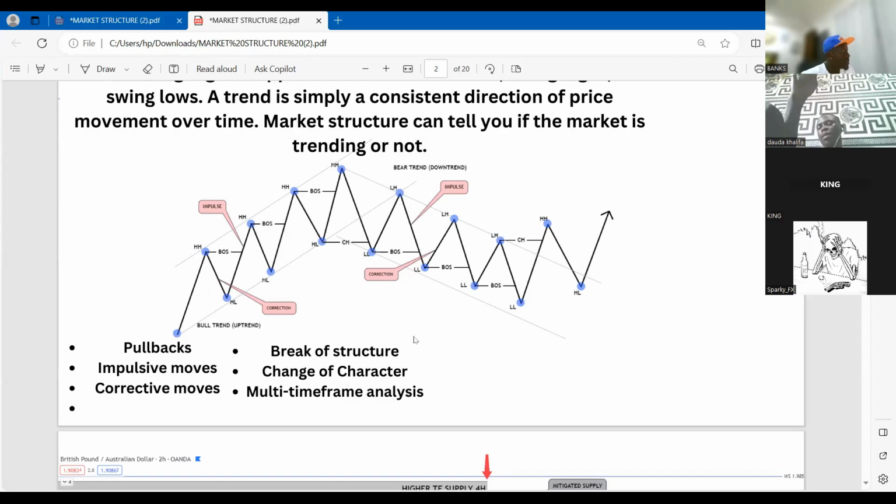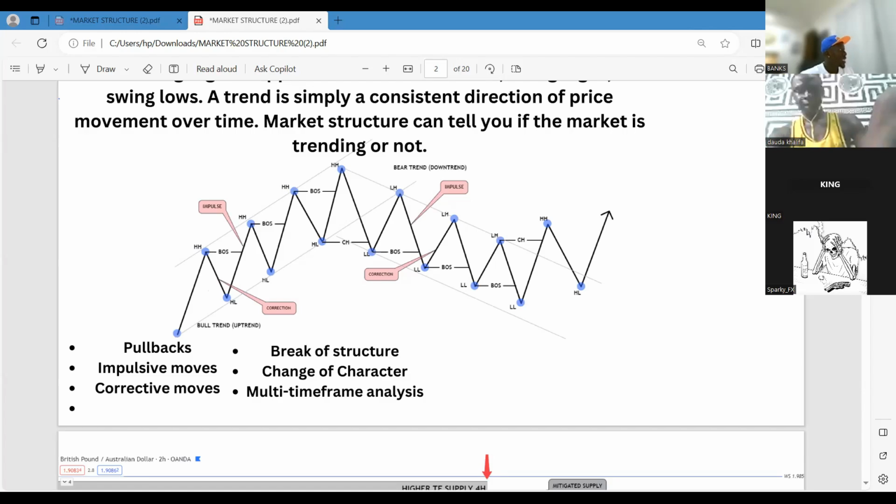So what I'm trying to explain is, if we are focusing on a higher time frame trend, let's say the 4 hour chart is making a series of higher highs and higher lows, that means on the 4 hour time frame we are in an uptrend. So we are only focusing on buying on the higher time frame.